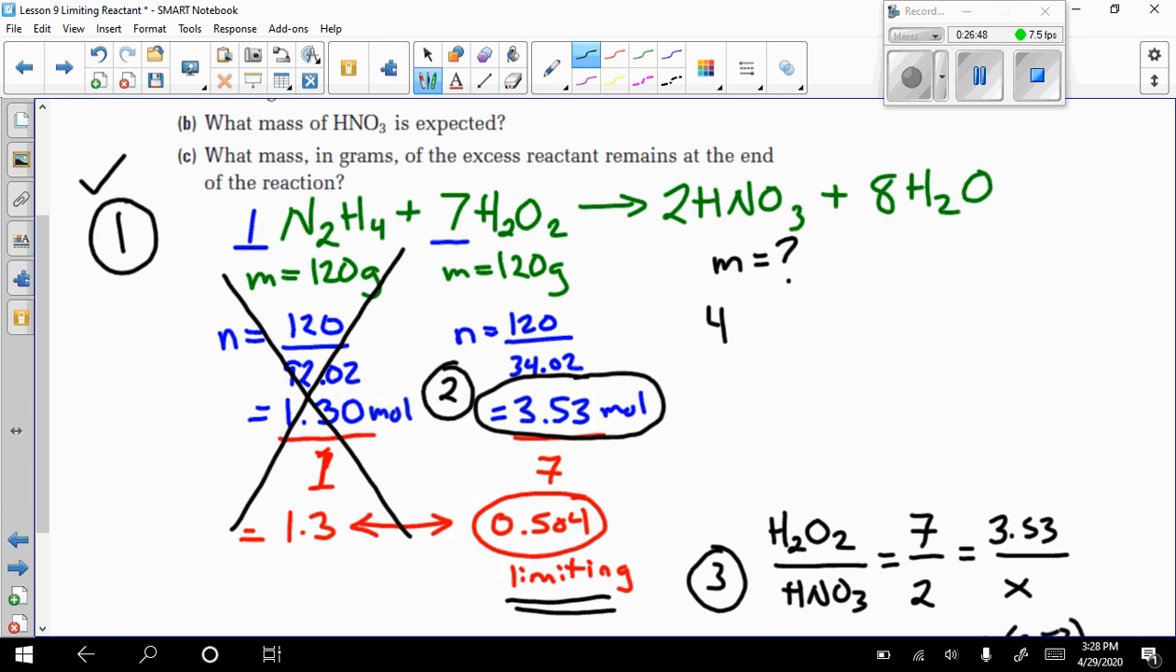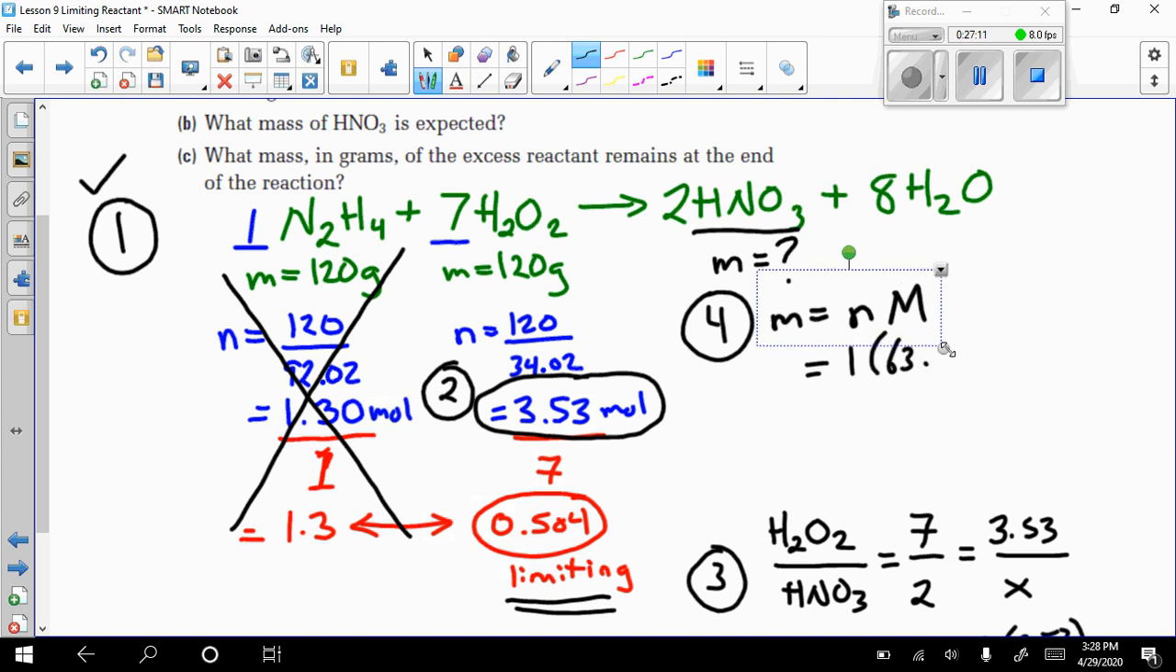Our step 4 is to convert back, and these are the 4 steps of stoichiometry that we learned yesterday. Convert back to whatever's required. Well, they asked for a mass, and so it's going to be n times capital M. And so I need to look up the molar mass of the HNO3, and I've already got that. It's 63.02. And so the mass that is going to be expected is 63.02 grams of the HNO3. Okay. So there we go.